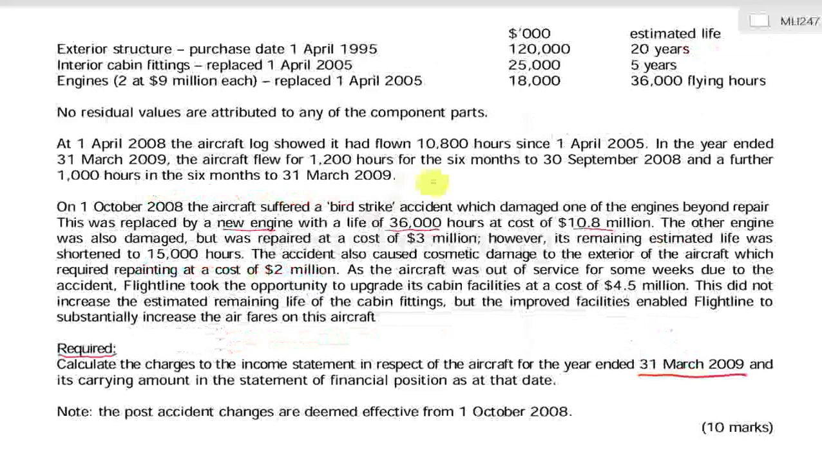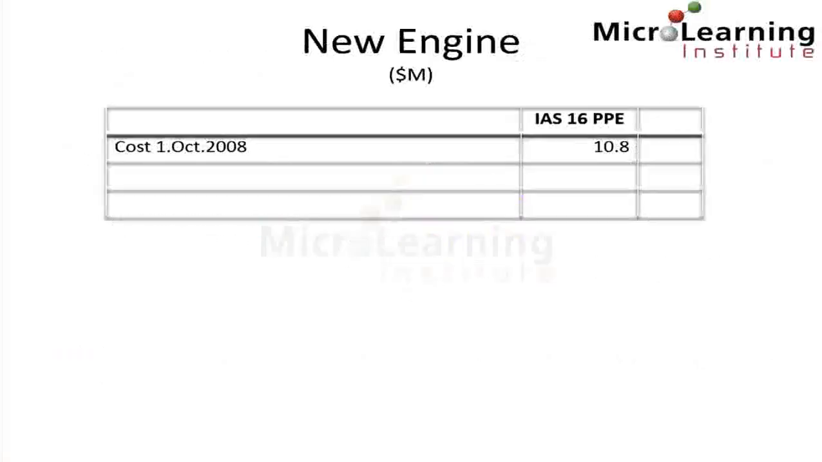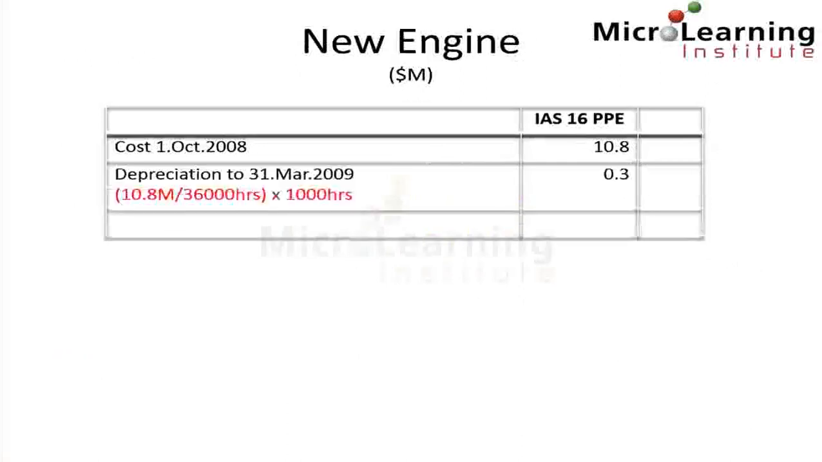Finally, we are told about a new engine at a cost of $10.8 million with a useful economic life of 36,000 hours. Firstly, we look at the cost of this new engine on the 1st of October 2008 at $10.8 million. We consider the depreciation for the 1,000 hours of flying time with respect to the useful economic life of 36,000 hours of $300,000 of an expense. This $300,000 is charged to P&L, leaving us with a balance of $10.5 million on the balance sheet at the 31st of March 2009.